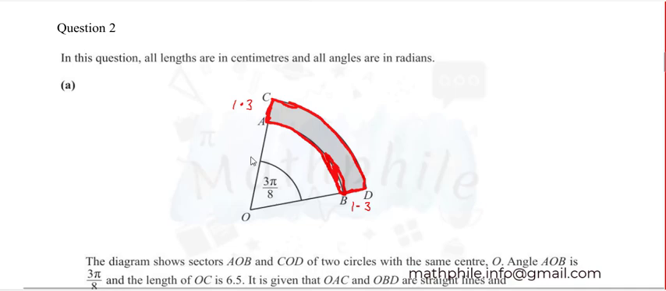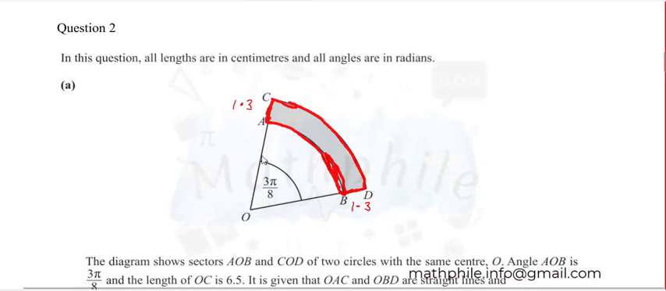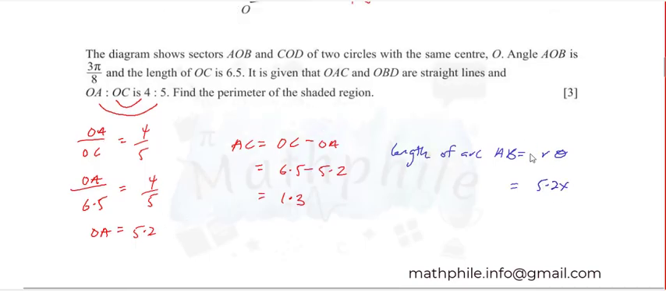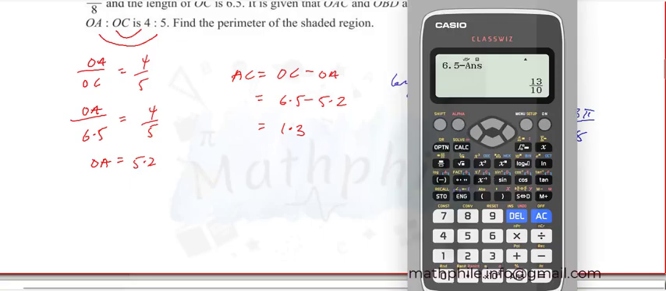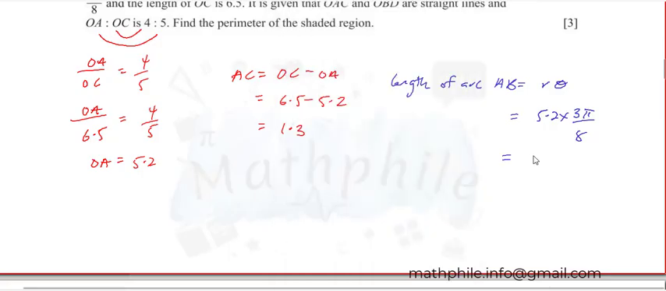The next thing to do is to find the arc length AB. So length of arc AB, length of arc is r theta. We know the radius, so AB would have the radius of OA, which we calculated OA to be 5.2. So that's 5.2 multiplied by theta, which is 3 pi over 8, and that becomes the length of arc. So let's use a calculator. So 5.2 multiplied by 3 pi over 8, that should give you 6.126. Then let's find the length of arc of CD.